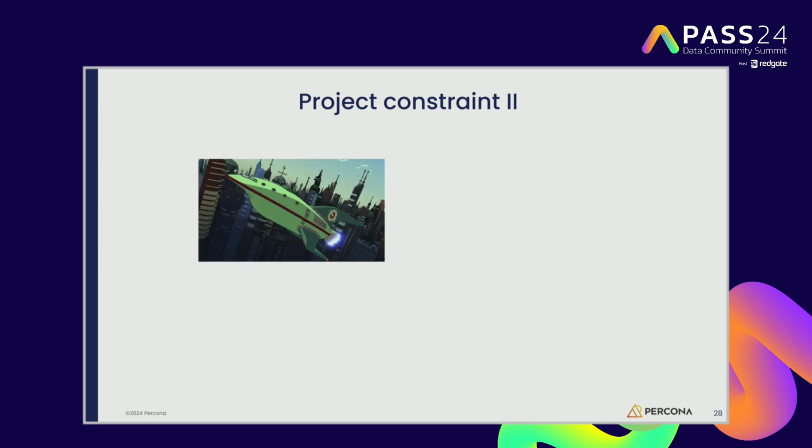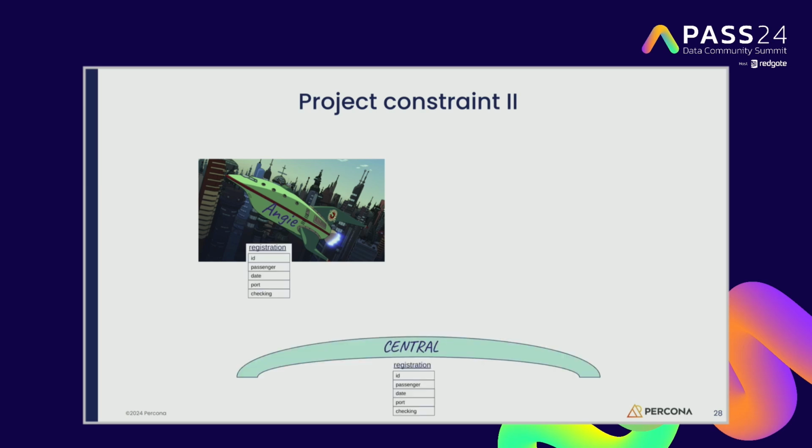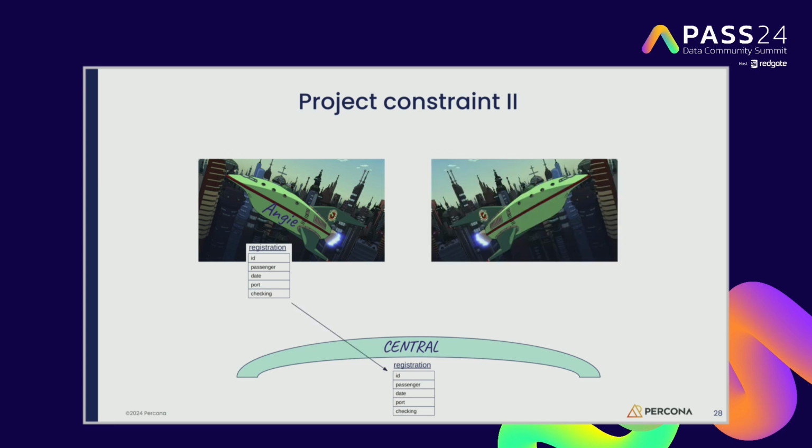So, second constraint of my project. Here I have my spaceship, the first one for the first trip, Angie, and I have my central, right? Each one has a table, and this is being replicated both sides. In fact, it's missing an arrow here, there. But now I have a second spaceship, which is Mabel, which is taking care of other trips. So my fleet is increasing, right? And I also have a registration table on Mabel. And it also goes to the central and goes back to Mabel. So there's a bidirectional replication here as well.